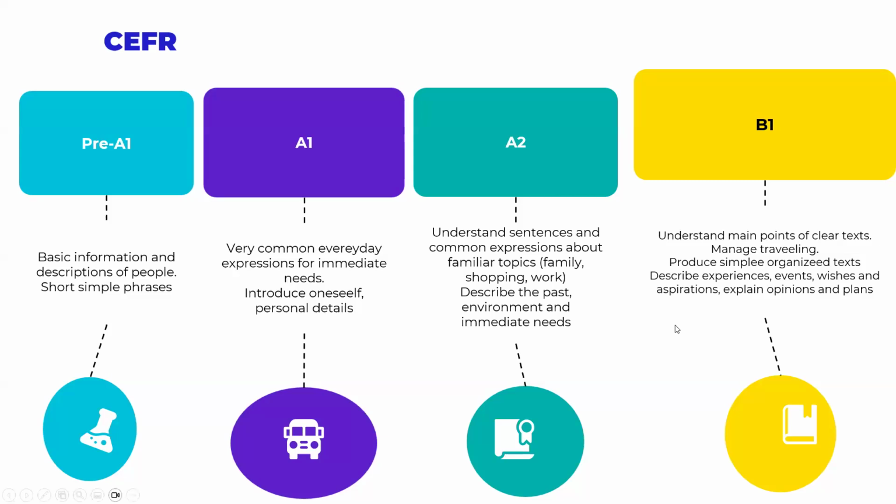So produce organized text. So we're also thinking about the level at which our students are, right? At this point, we would expect them to be able to connect their opinion in a bit more of a complex way, and then describe experiences, events, wishes. That means that we start getting into modal verbs a little bit more, aspirations, their opinions, their plans. We're talking about not just our regular tenses, but also imaginary things, right?